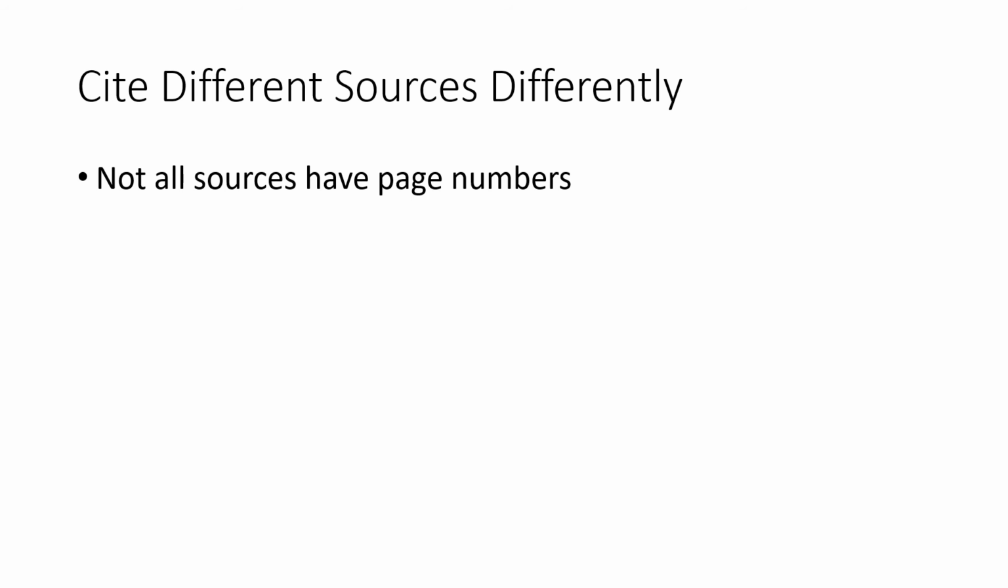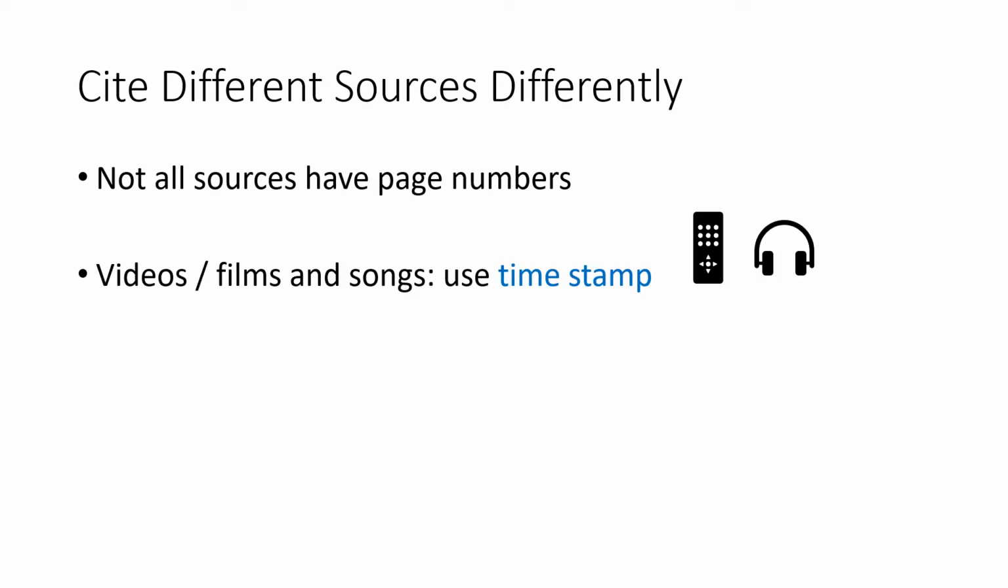For example, videos don't have page numbers, but they do have timestamps. So, an in-text citation for a video, TV show, song, or podcast would include a timestamp instead of a page number.